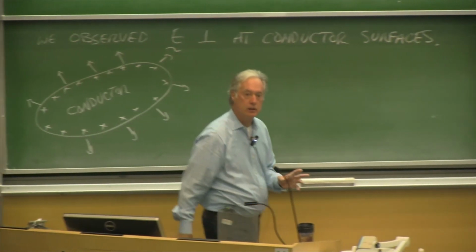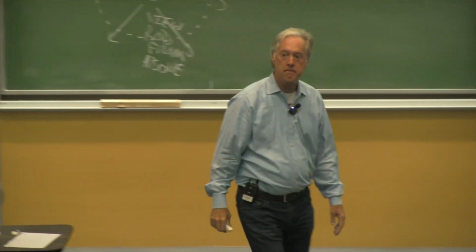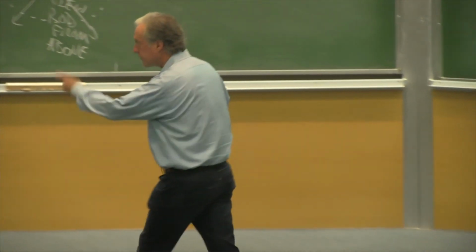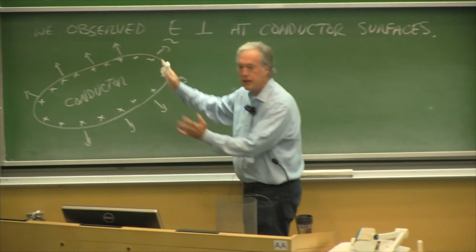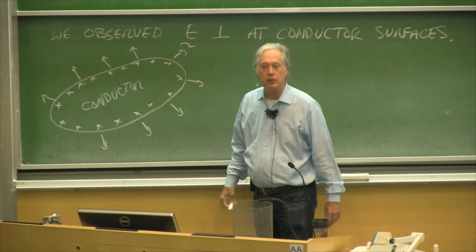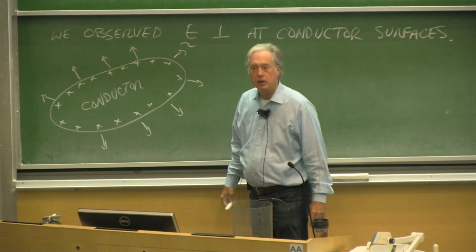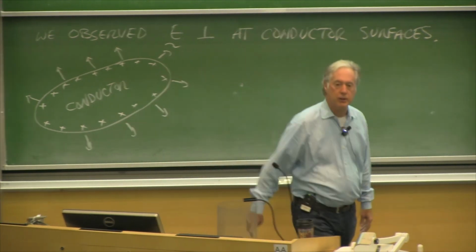How big is it? We already know the answer. If we have this charge here, that charge will move around to make the electric field in the conductor equal to 0. And I want to think about just this one little part.